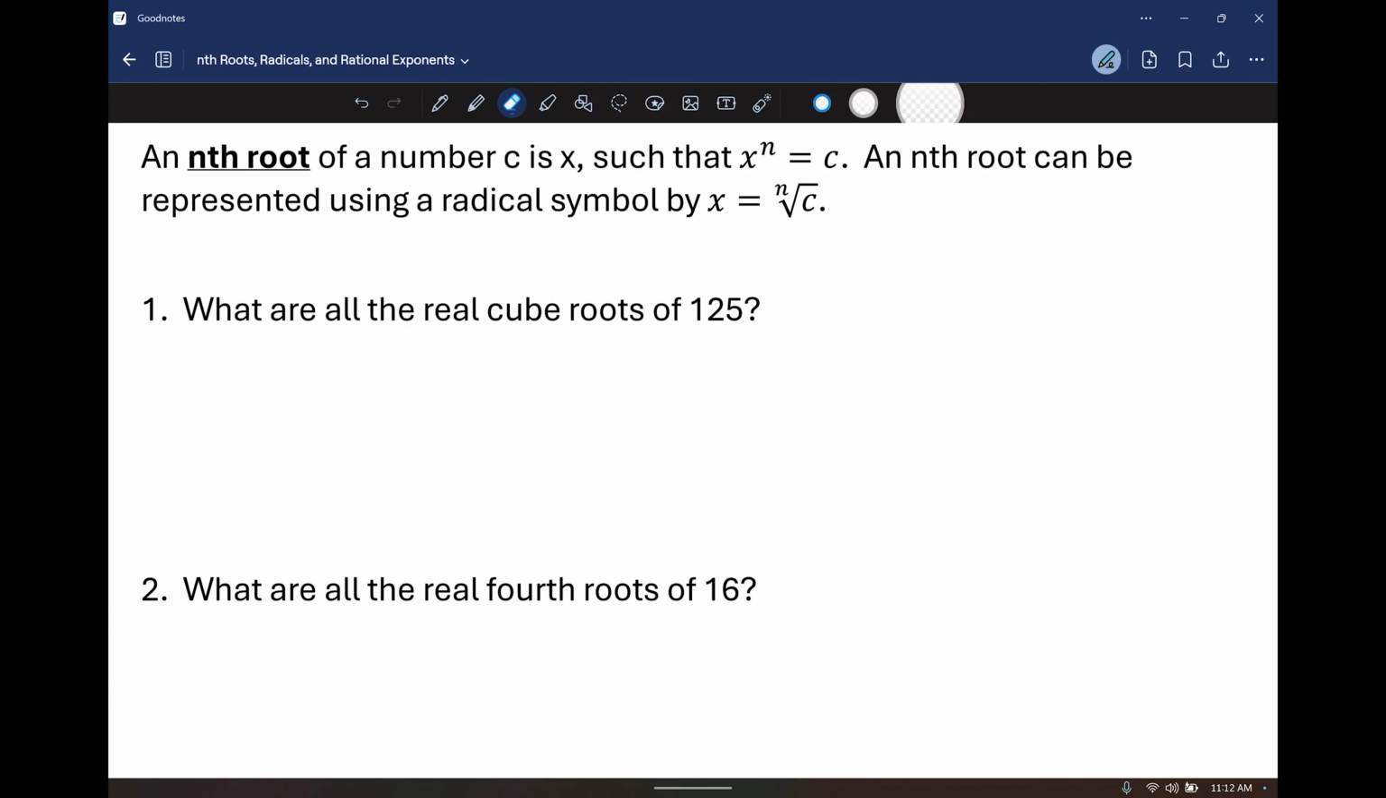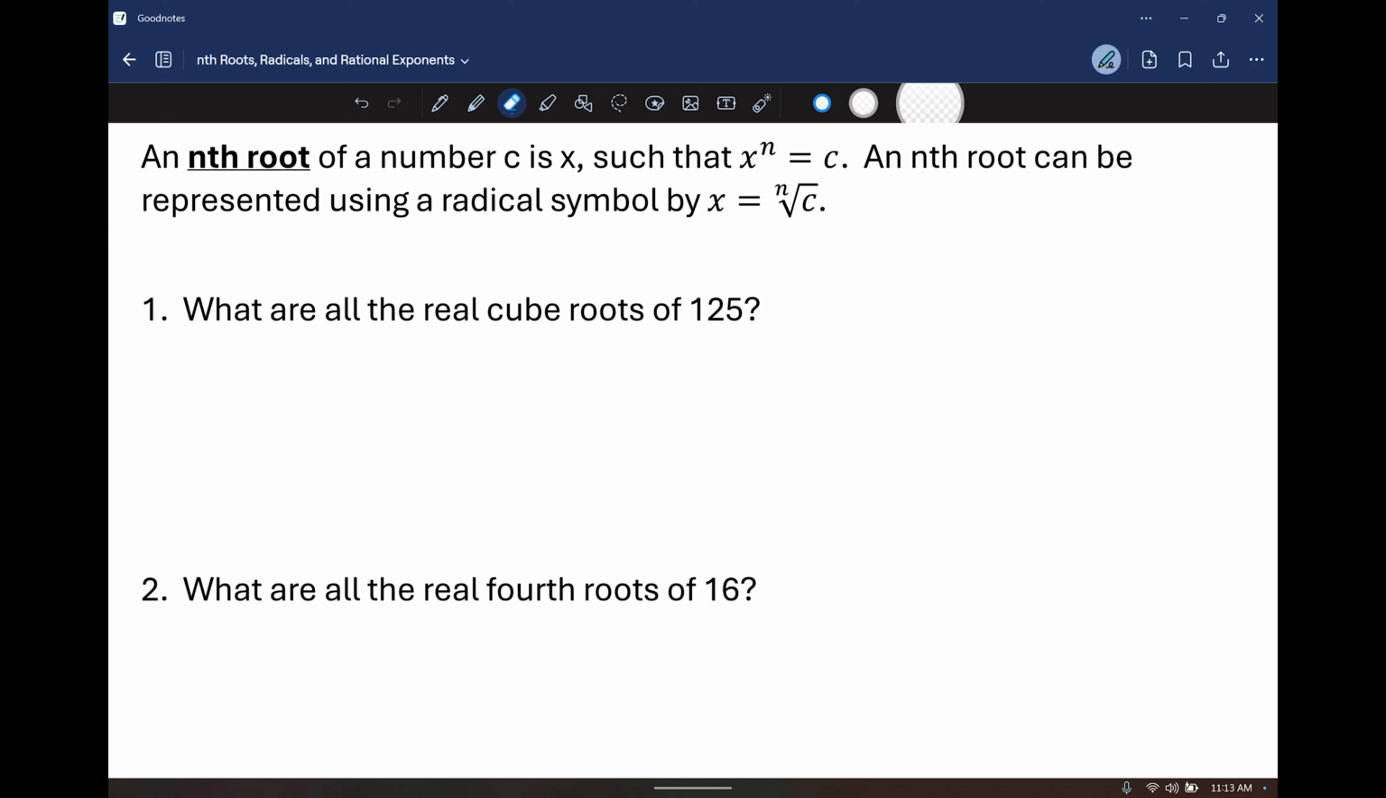In this lesson, we're going to be talking about nth roots, radicals, and rational exponents. An nth root of a number c is x, such that x to the n is equal to c. An nth root can be represented using a radical symbol by x equals the nth root of c.